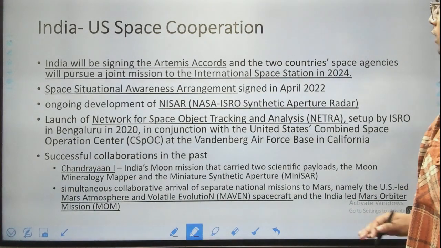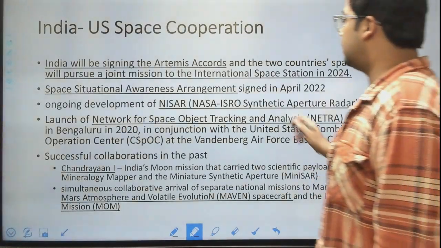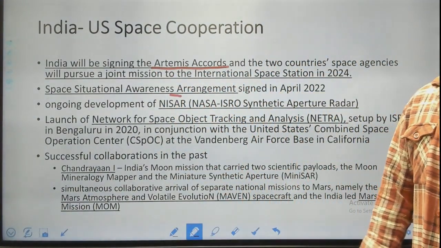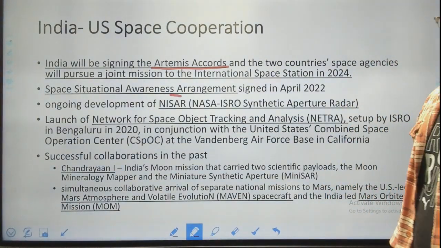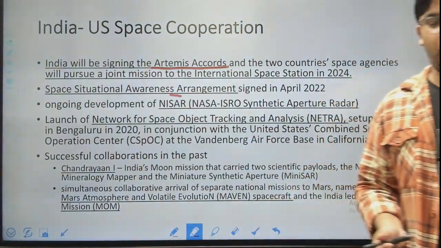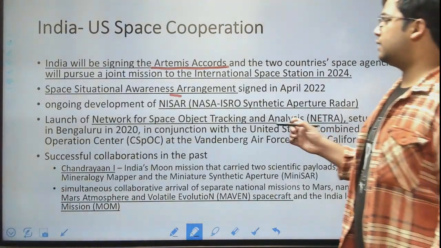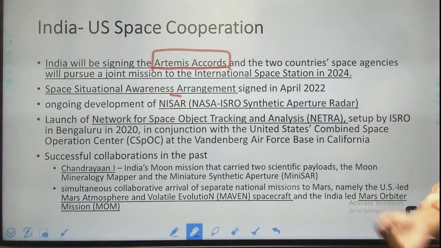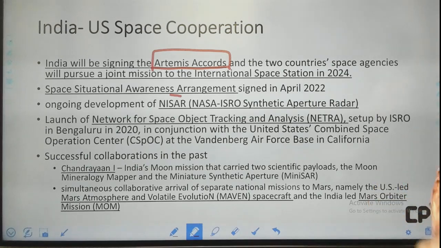Now, in space, the most important thing you have to remember, which has happened this time, is that India has agreed to sign the Artemis Accords. Which means India will also be collaborating with the US in the Artemis mission. I'm pretty sure you have watched those videos of the Artemis mission. If you haven't, please go watch those videos. So India has agreed to sign the Artemis Accords. This signature will be happening in the future. So whenever the news comes, please follow it.